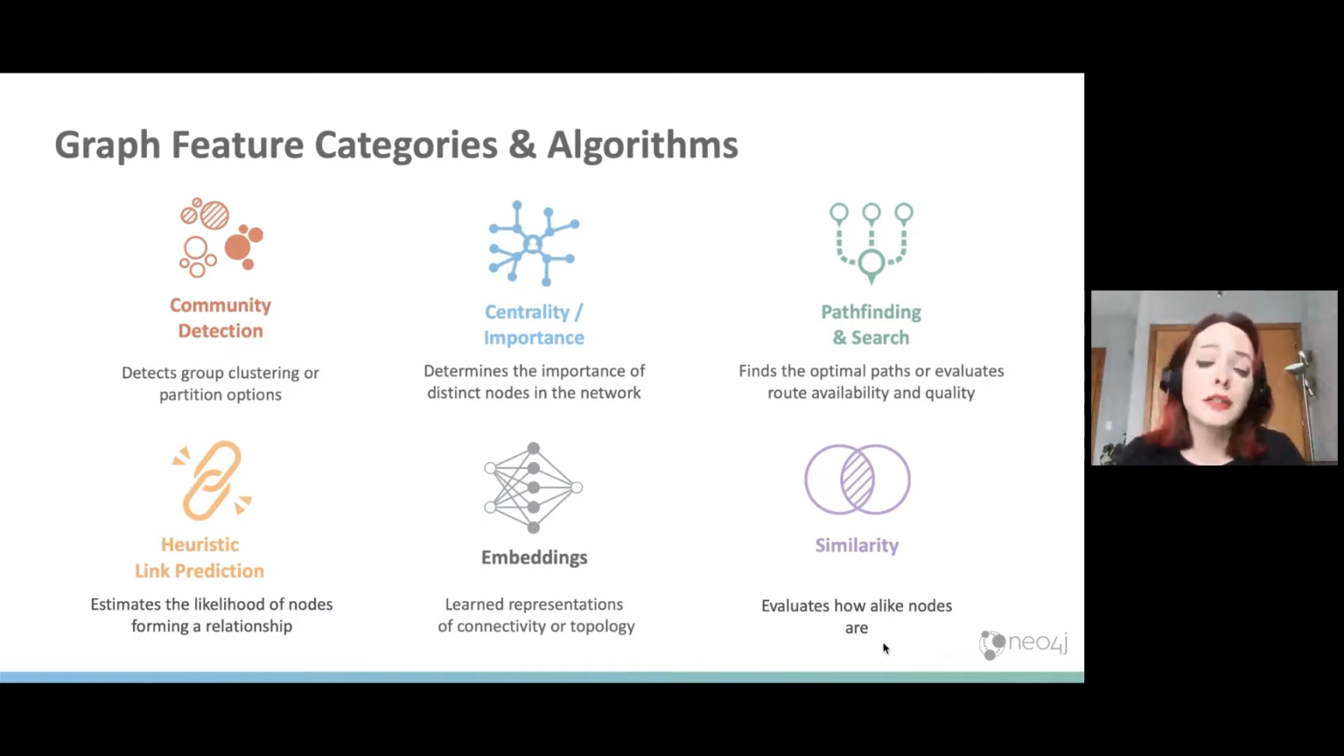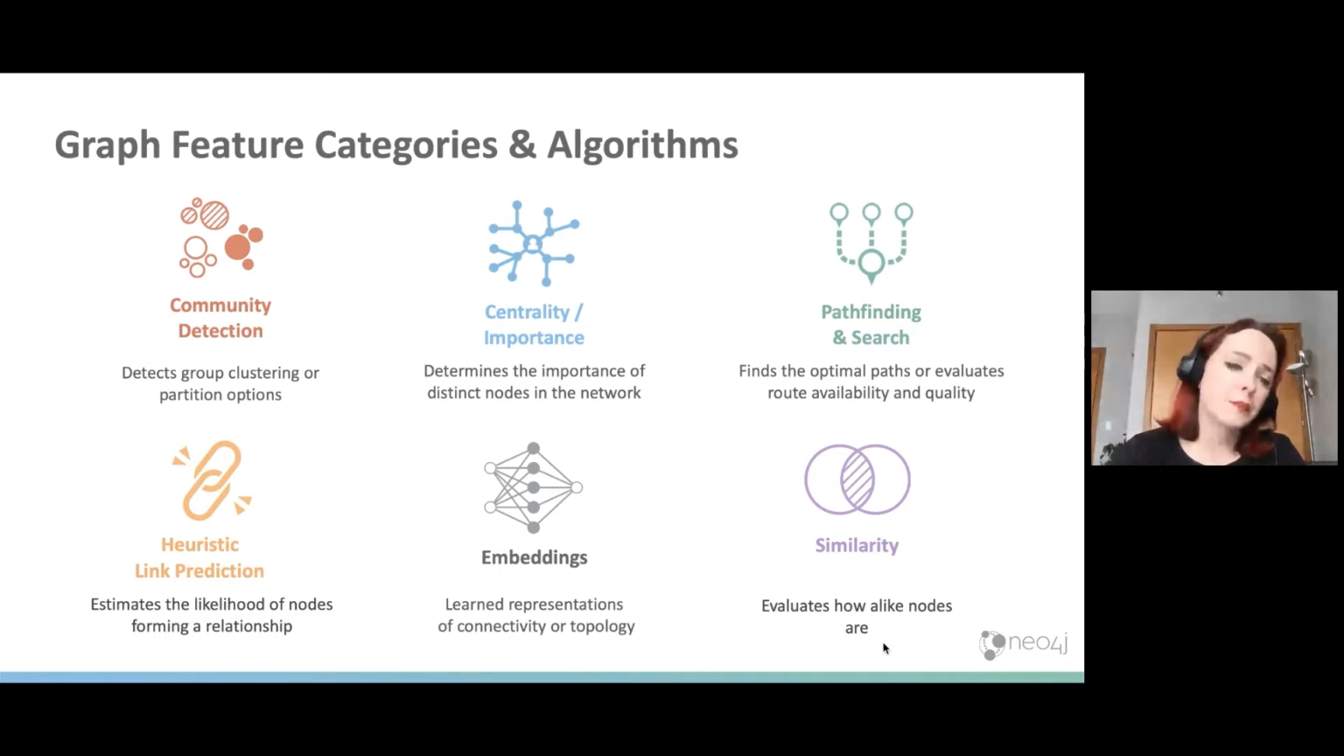You have centrality and importance algorithms, which determine the importance of distinct nodes in your network. So this is something like PageRank. You have pathfinding and search, which find the optimal paths and routing across your graph. You have similarity, which lets you say how alike any 2 nodes in my graph are, based on either their relationships or the nodes they're connected to.